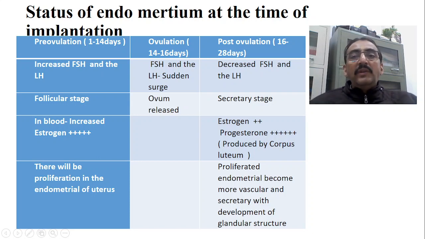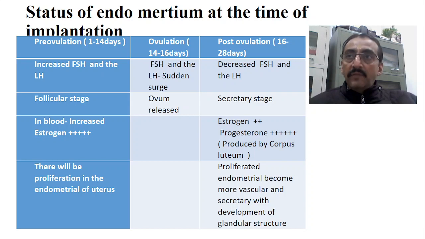Now if you want to see the changes which occur in the uterine endometrium at the time of implantation, this table is quite useful. If you see the different phases, there is pre-ovulation, then ovulation, and then post-ovulation. Pre-ovulation means 1 to 14 days, ovulation means 14 to 16 days, and post-ovulation means after ovulation, 16 to 28 days. So this table is quite helpful.